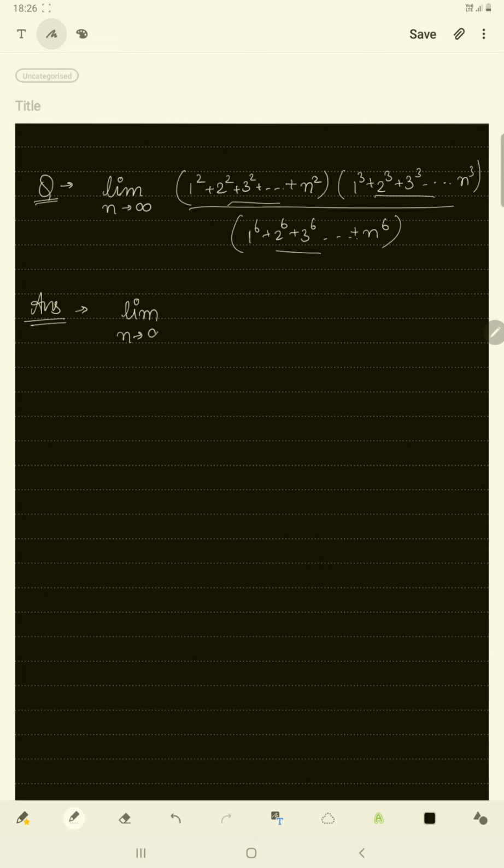Now limit n tending to infinity we have. In the previous video we saw how to solve this type of question. We actually had an n to the power 5 in the denominator, but here we don't have any n in the denominator, so we are going to divide this series by n square so that we have an n in the denominator. So I'm just going to write n square upon n square.